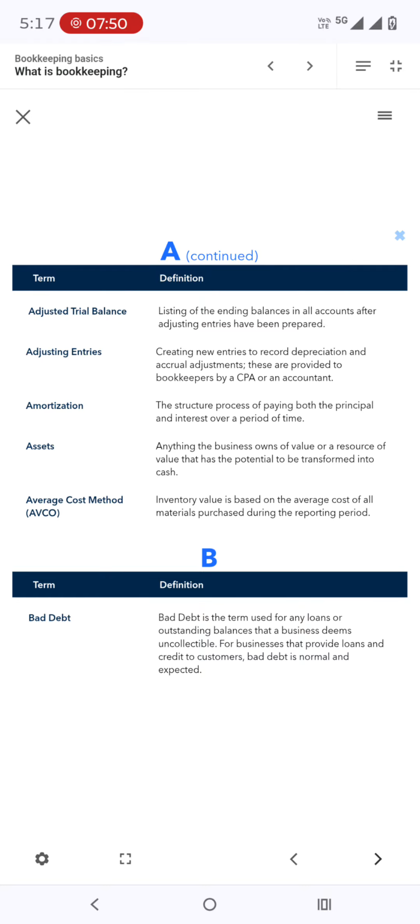Then the adjusted trial balance, this is a very important thing. What is the adjusted trial balance? The listing of ending balances in all accounts after adjusting entries have been prepared. Now what are the adjusting entries? Creating new entries to record depreciation and accrual adjustments. These are provided to the bookkeepers by the CPA or accountant.